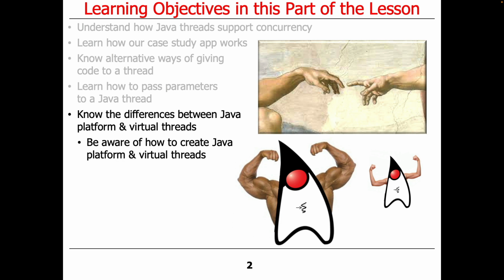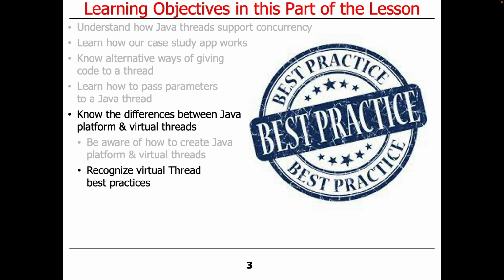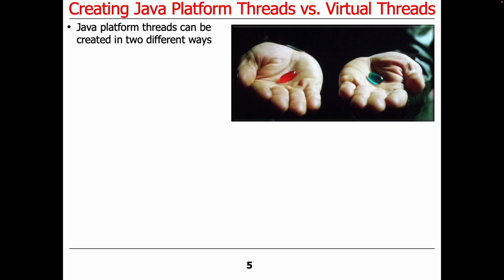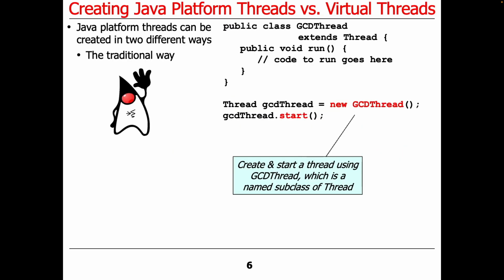So we're now going to talk about how to create Java platform threads and Java virtual threads. And we'll talk about some of the best practices when applying virtual threads in practice. So there's a couple of different ways to create Java platform threads. One is the traditional way, which is to do nothing different from what you've done if you've been programming in Java for the last 25 years.